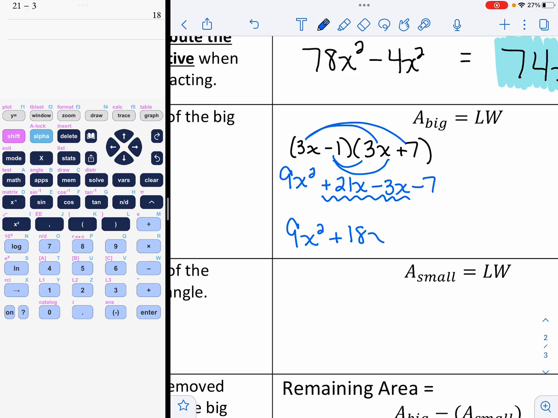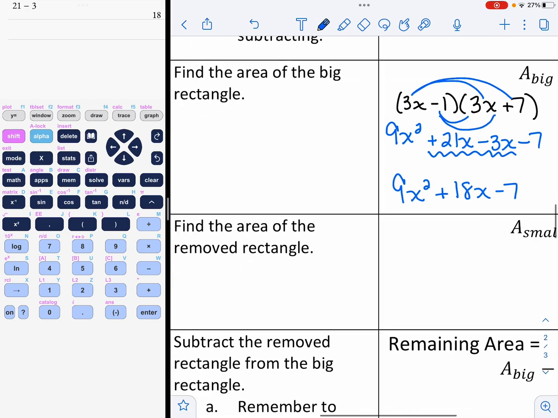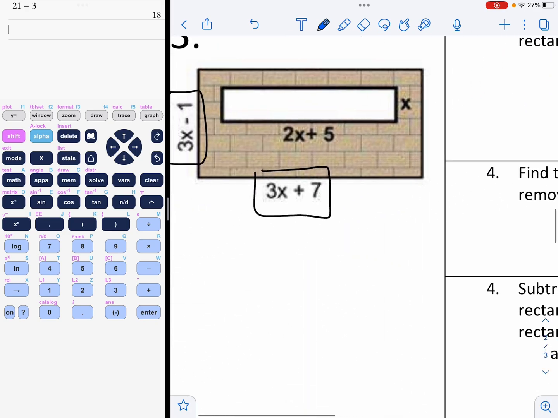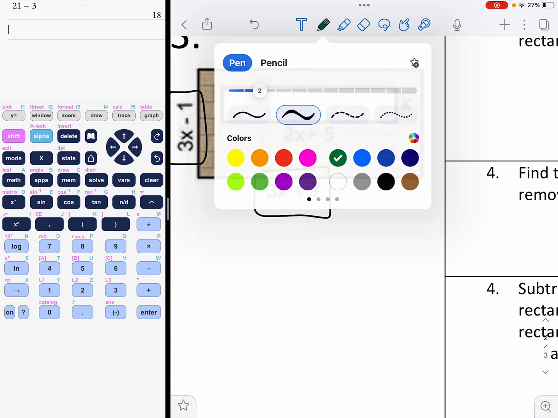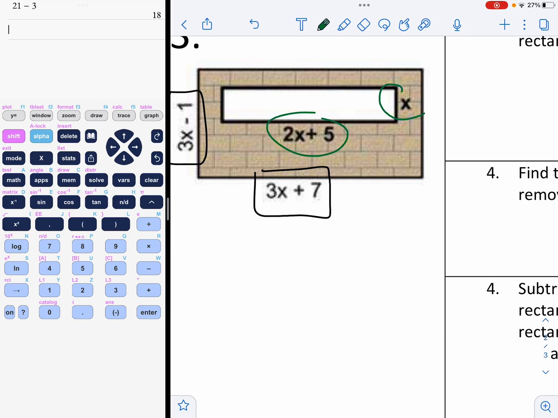So it's a positive 18x and then a take away 7. Now this is just of the big rectangle. So this would be square units if you're wondering about your units. Now we have to find this area of the small rectangle. So let's go over here. And this one, again, it's going to be a little more difficult than the previous problem, okay? I stepped it up on purpose.